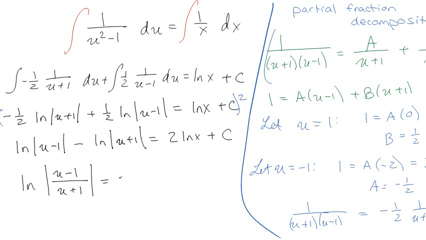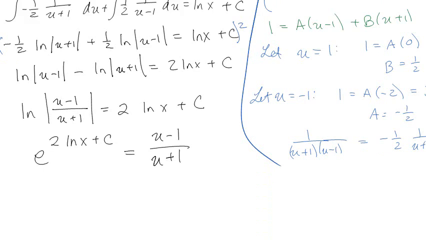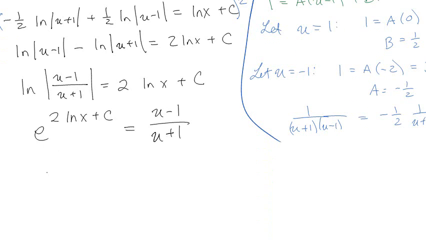Anyway, so I've got e to the 2 natural log of x plus C is equal to u minus 1 over u plus 1, like that. So that's kind of fun. I can make a little bit more progress in simplifying this. I've got a constant times e to the 2 ln of x is equal to, now remember that u is just y over x.